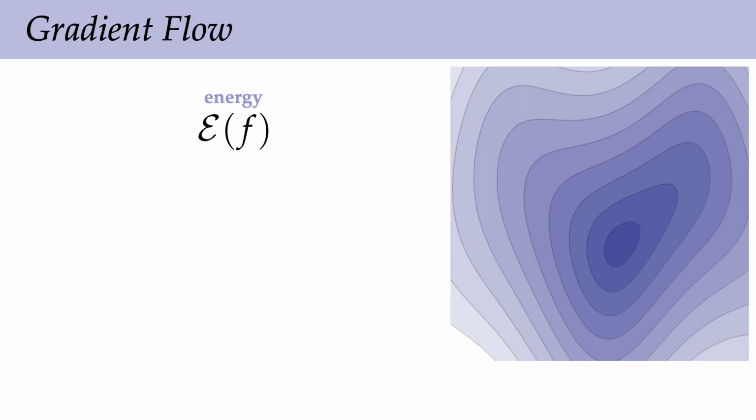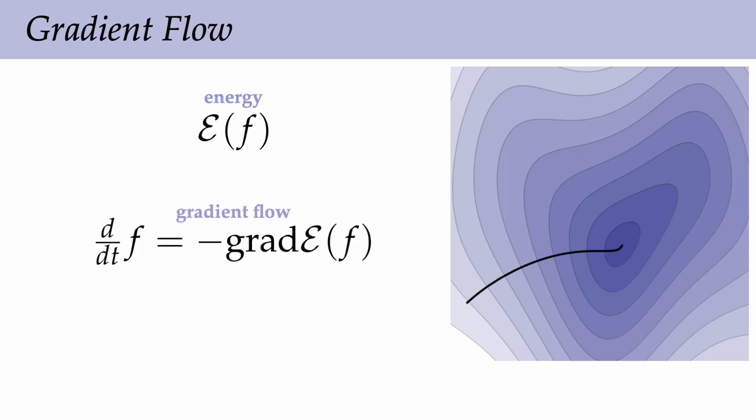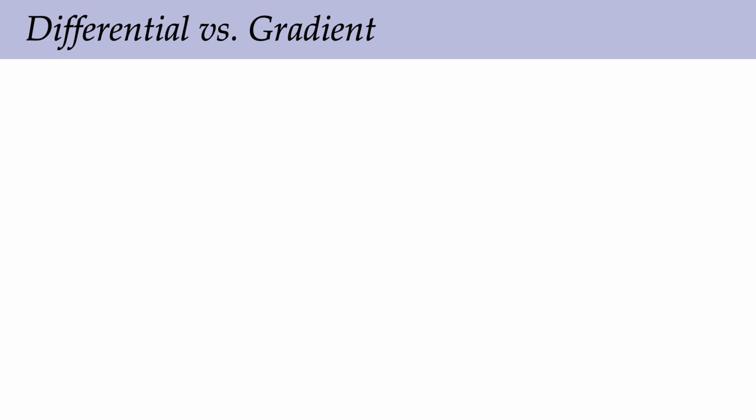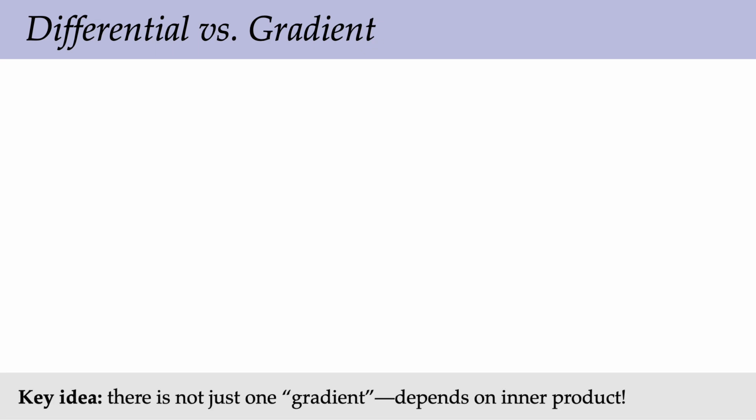So how does this work? Well, in general, if we want to minimize an energy E of F, then we might follow its gradient flow. Just make the change in F equal to minus the gradient of E at the current F. If we discretize this equation in time, we get the standard gradient descent algorithm. The new F equals the old F minus some time step tau times the gradient at the old F. Now, one extremely important fact is that there's not just one definition for the gradient. It depends on your choice of inner product. And that's going to have a huge impact on optimization.